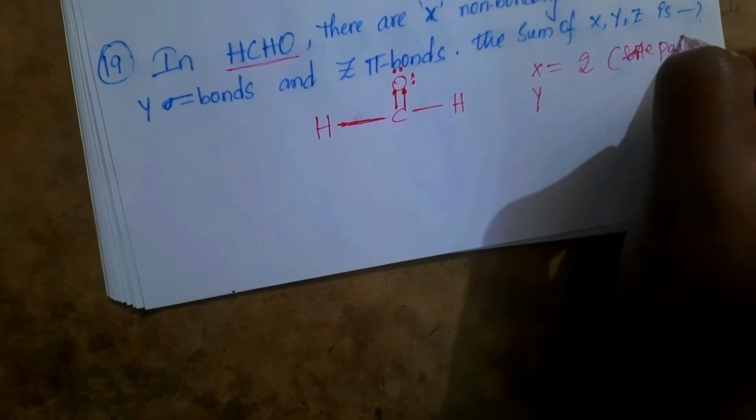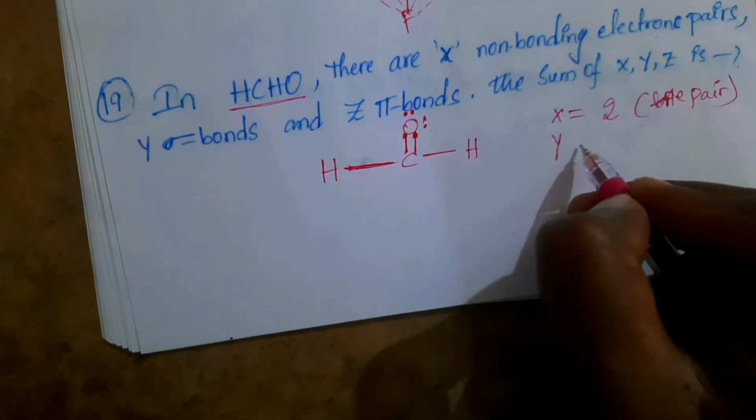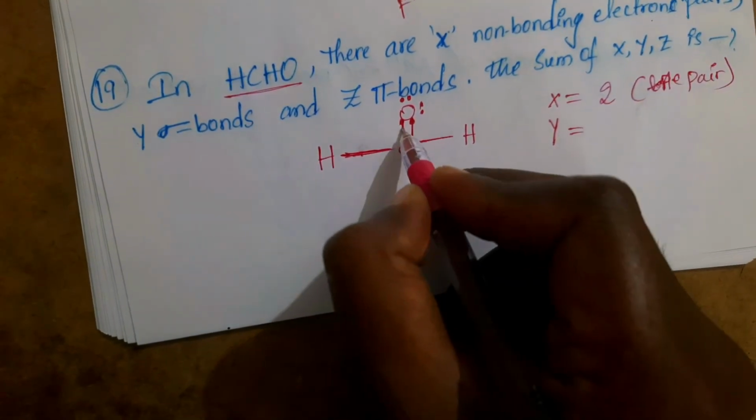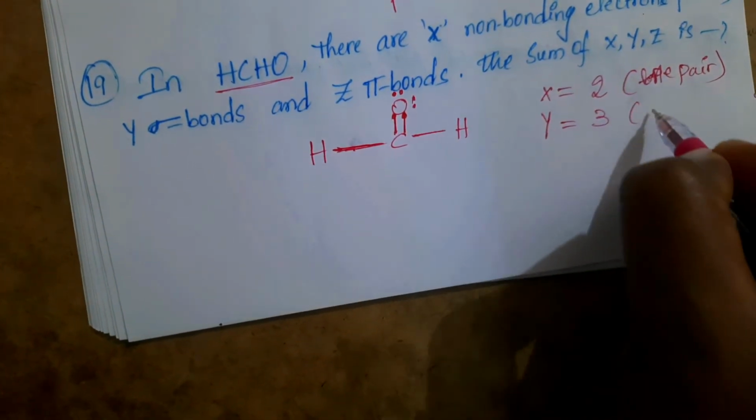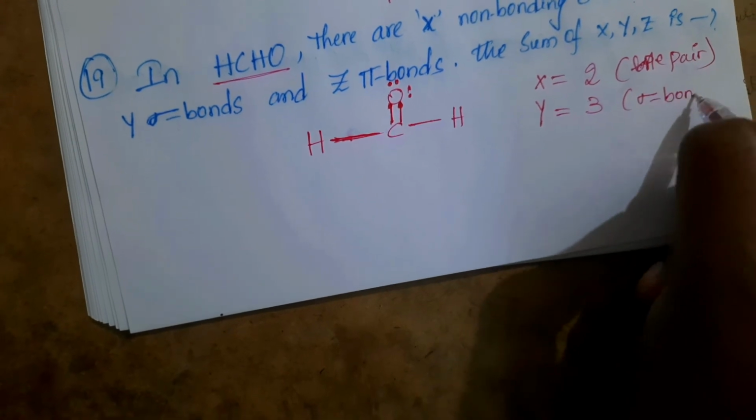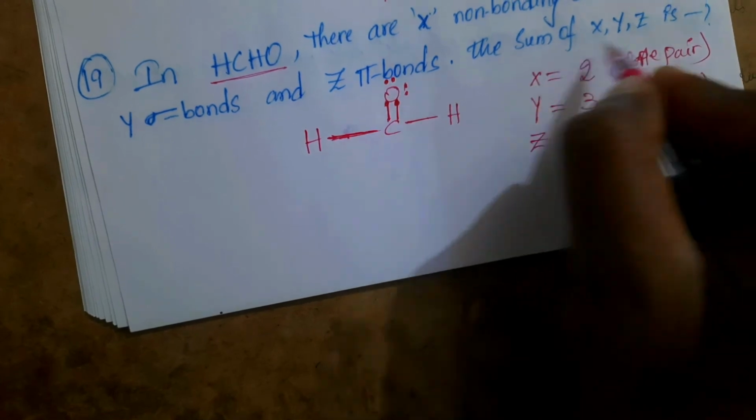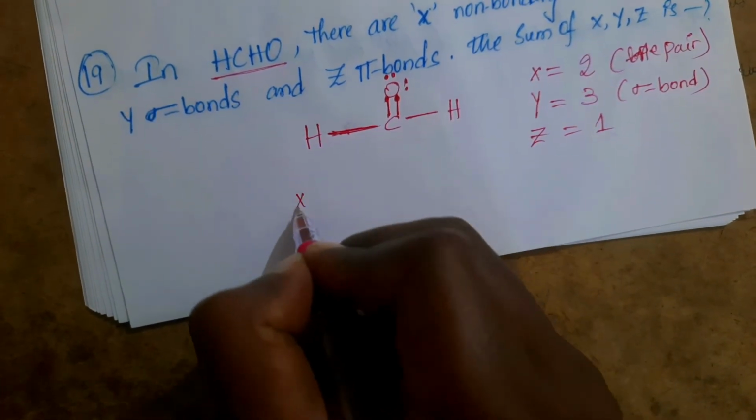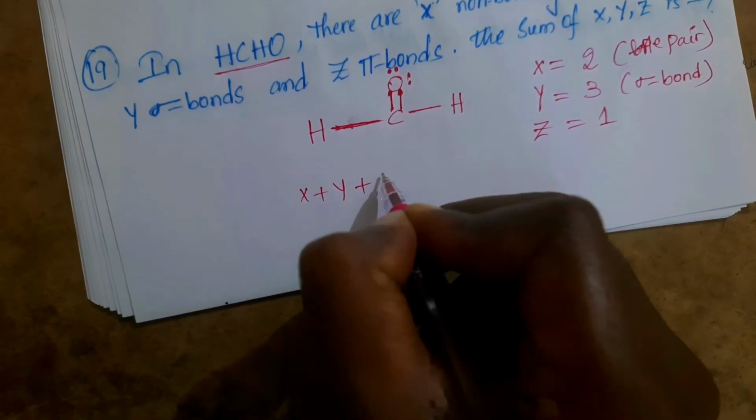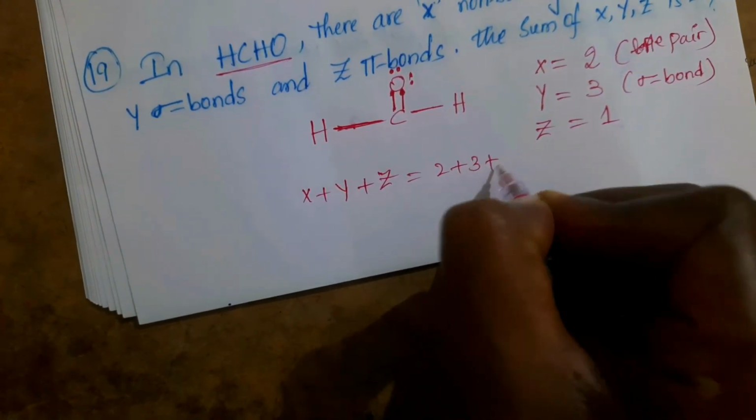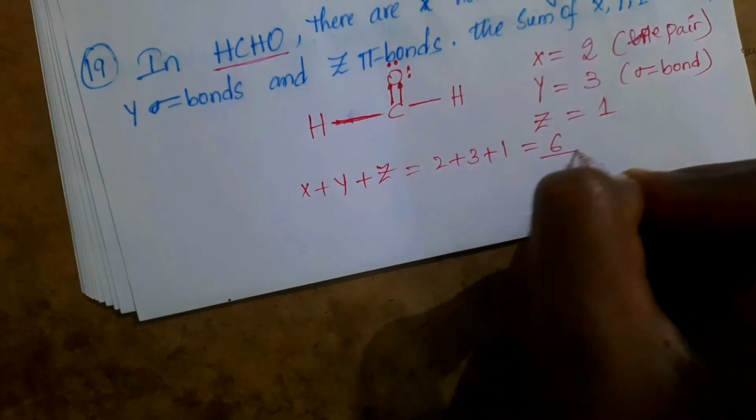Lone pairs. How many lone pairs? 2. So here Y is equal to what? Sigma bonds. How many? 1, 2, 3 here. So 3 sigma bonds. Now Z is what? How many pi bonds? 1. Then what they are saying? Sum of X, Y, Z. X plus Y plus Z is equal to 2 plus 3 plus 1. That is how much? 6. Is that clear?